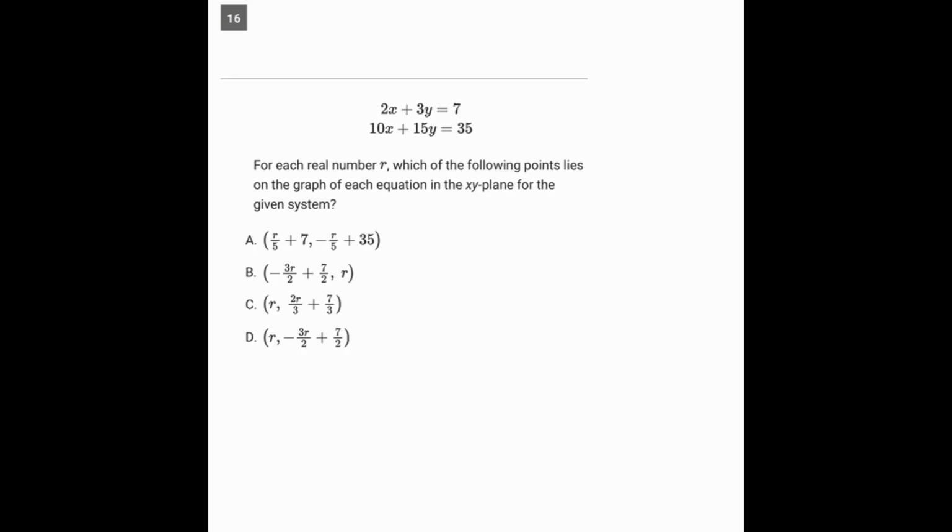Going to question 16 now. First, let's notice that these are both lines. They're both linear equations because x and y are to the first power in each of them. Now, whenever you have two equations and you're being asked for the answer, or which point lies on the graph of each equation, anything like that, that's just talk for the solution, otherwise known as the intersection.